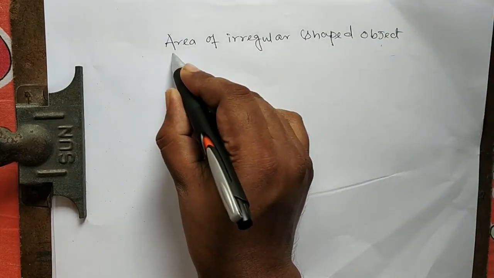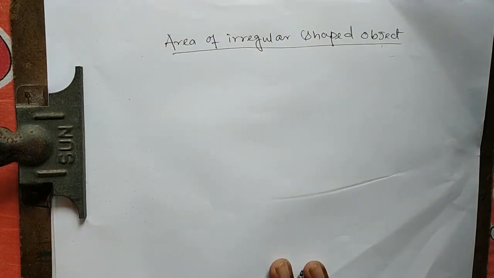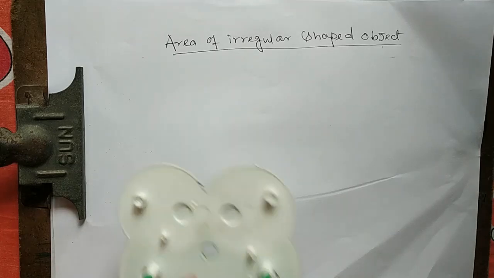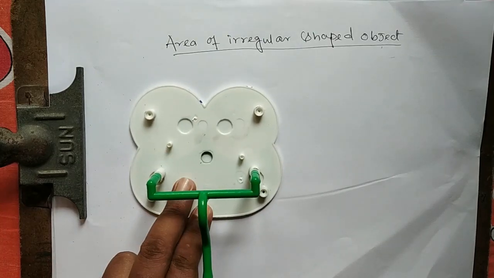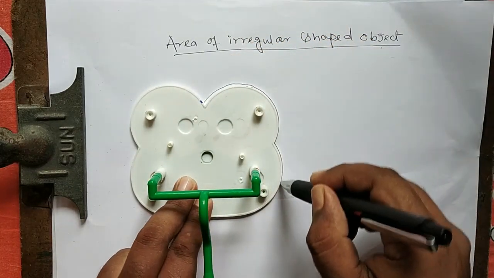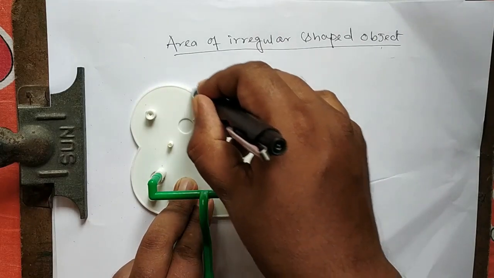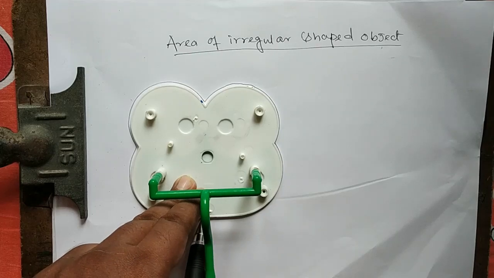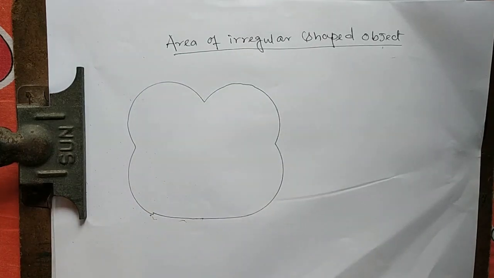Okay, so to find the area of a regular shaped object, that is not a problem. It is very easy to find out by some equations. But if I want to find the area of an irregular shaped object, then how can it be done? Assume the surface we have shown you. This shape is drawn in the copy. It is not a regular shaped object. It is an irregular shaped object.